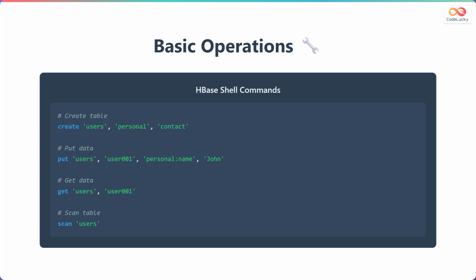Let's go over some basic HBase operations. First, we can create a table. The command is create, followed by the table name along with column family names. Second, we can put data into a table by specifying the table name, row key, column family along with column name, and finally the value. To get the data, specify the table name and the row key. If you want to scan the entire table, use the scan command followed by the table name.